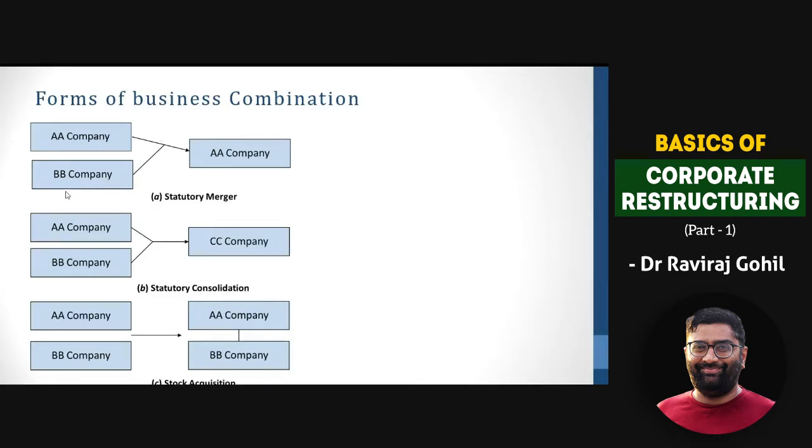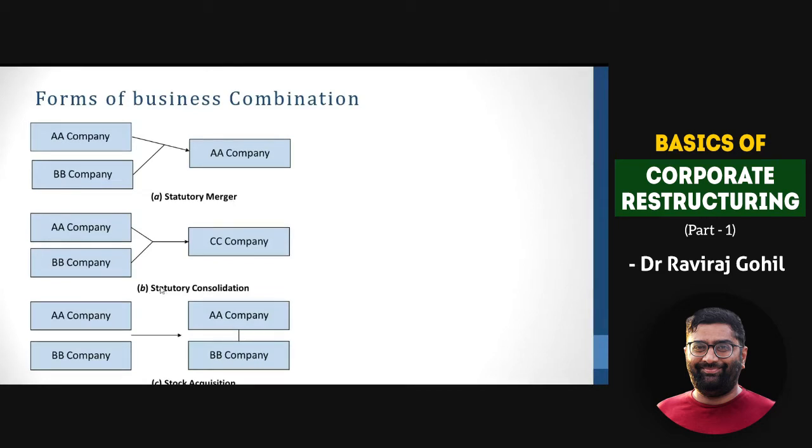So in amalgamation, which is called a statutory merger, there are two companies, let's say company AA and company BB. Company AA and company BB merge, but company BB loses its separate legal entity and it is now only one entity, which is called AA company. So this is a statutory merger.